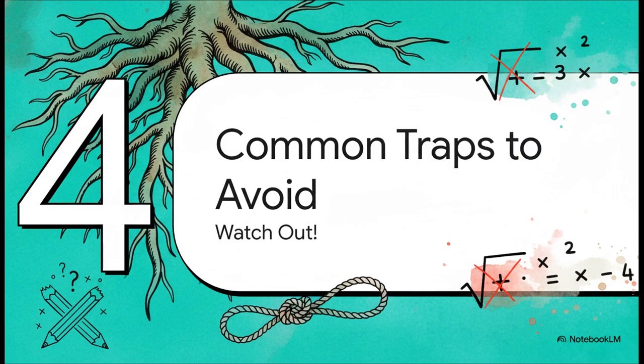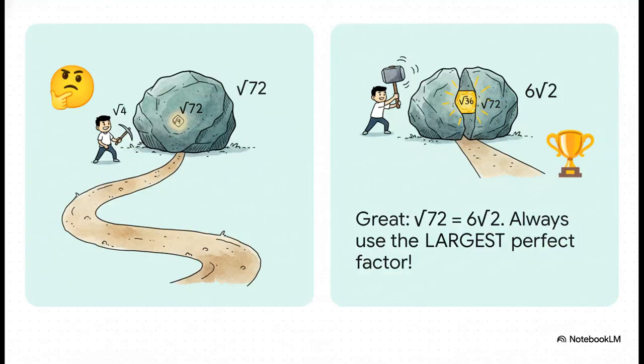Okay, this next part is super important. To really make sure you've got this down, let's go over a couple of common traps that almost everyone falls into at some point. This is a classic mistake. So with the square root of 72, you might see that 4 goes into it. And that's true. You could split it into the square root of 4 times 18, which gives you 2 times the square root of 18. But you're not done. You'd have to simplify the square root of 18 again. That's why we always hunt for the largest perfect square from the very beginning. It saves you work and makes sure you don't stop halfway.